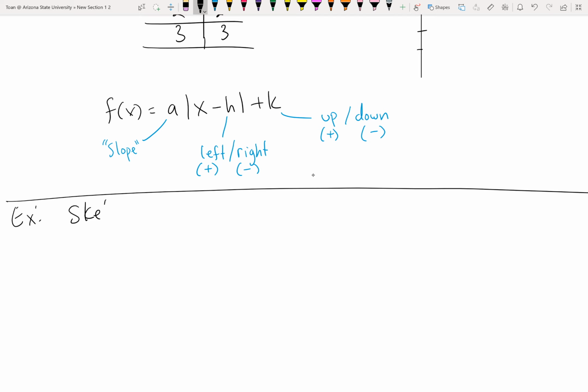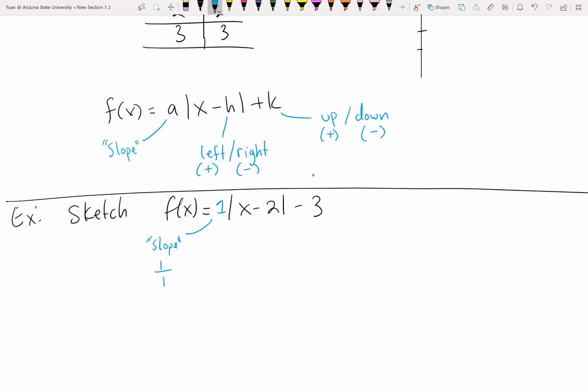Suppose I ask you to sketch f of x equals absolute value of x minus 2, minus 3. First thing I do is read all the pieces in this equation. The number outside will be our slope. Now I don't see it, so it's always a 1. So my slope is 1 over 1.